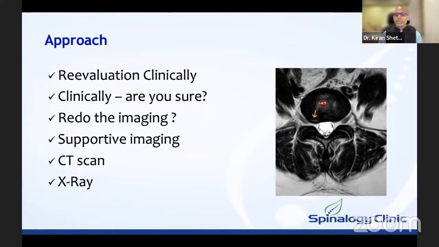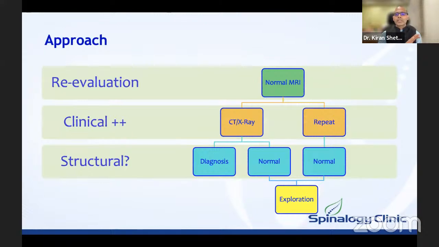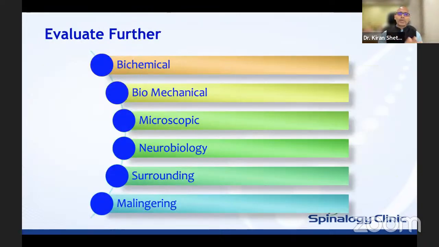Supportive other imaging like obliques and stress X-rays, flexion-extension X-rays, everything can be done, especially if you suspect there is something else going on there. Now, let's say the CT scan shows you something, and then you make the diagnosis, and of course the treatment can go on. But even after doing CT, MRI, X-ray, repeat MRI or other imaging like contrast, even a bone scan to find out if there are any hidden tumors, there is nothing, and then your exploration starts. And that is also another very important aspect of treating these chronic LBP patients.